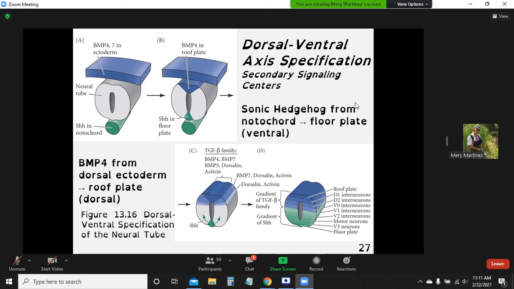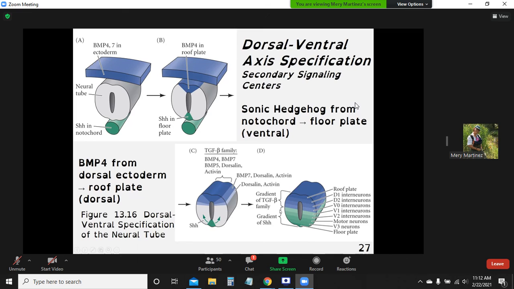Remember, BMPs belong to the TGF beta superfamily. Those are secreted, induced first by the ectoderm. Just as the notochord induced the secondary signaling on the floor plate, the epidermis also induces that secondary signaling from above. So in here we have different factors. We have BMP4, and we have BMP7, that are going to induce the cells in this section over here.